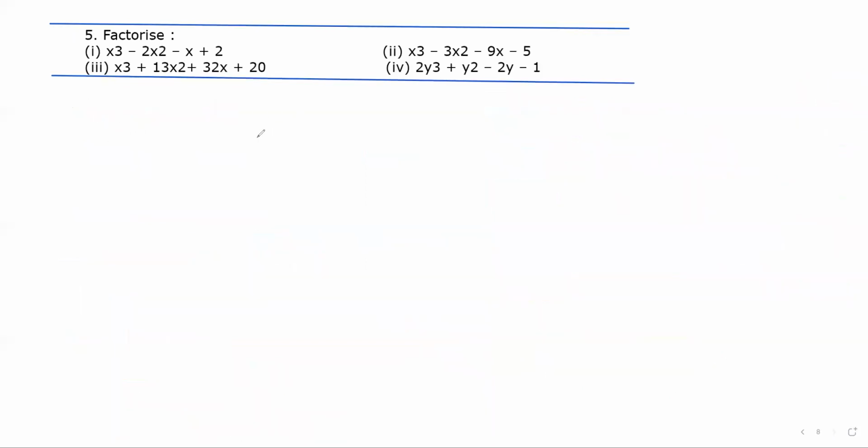The last question is to factorize these. To factorize these, we cannot use the middle term splitting method because all are cubic polynomials. So what we'll do is we will use the hit and trial method to get the factors. We can also use the factor theorem, which states that the constant value is to be observed. The constant value is 2, so either plus or minus 2 or plus or minus 1 will be the factor. Either one of these might be a root or zero of the given polynomial.